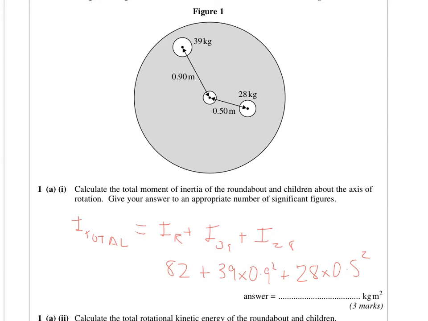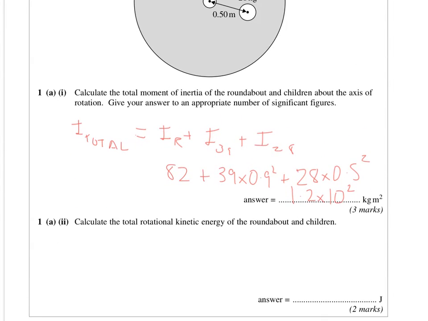Where's my calculator? Here we go. So we've got 39 times 0.9 squared plus 28 times 0.5 squared plus 82, and when we put this together what we end up with is 120.59, which we're going to give to two significant figures, so 1.2 times 10 to the 2 kg m², because all the information in the question is to two significant figures as well.